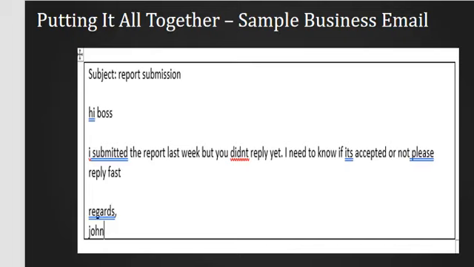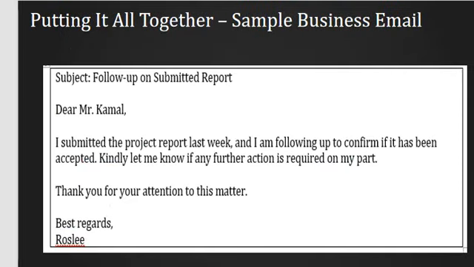Compare this email with the next email. Subject, follow up on submitted report. Dear Mr. Kamal, I submitted the project report last week and I am following up to confirm if it has been accepted. Kindly let me know if any further action is required on my part. Thank you for your attention to this matter.